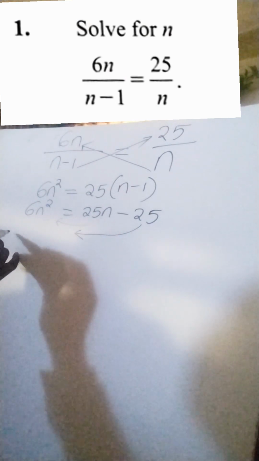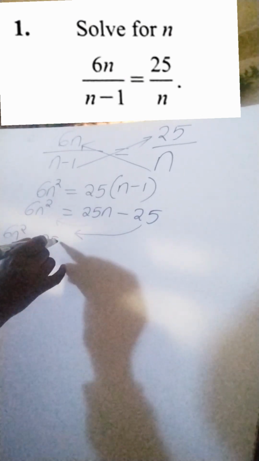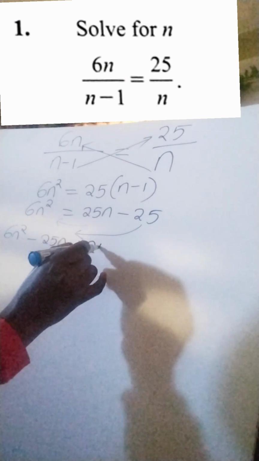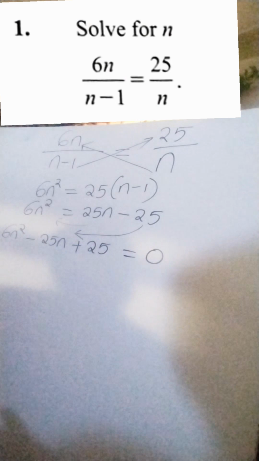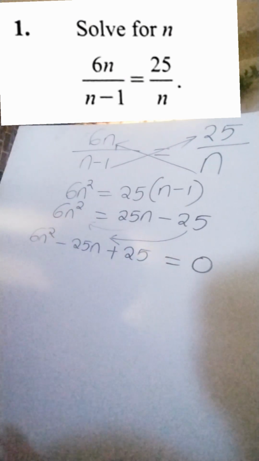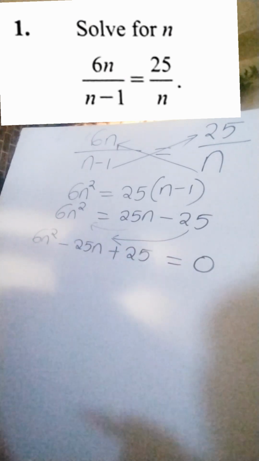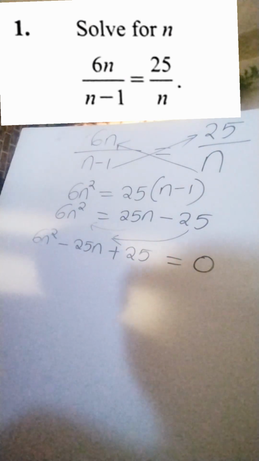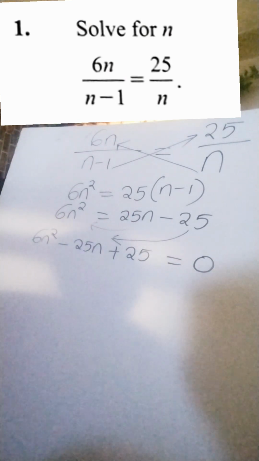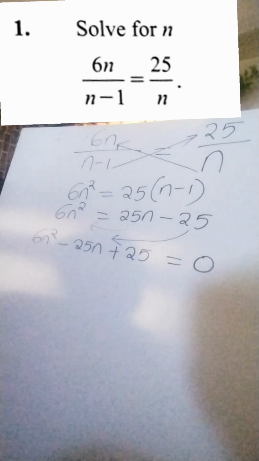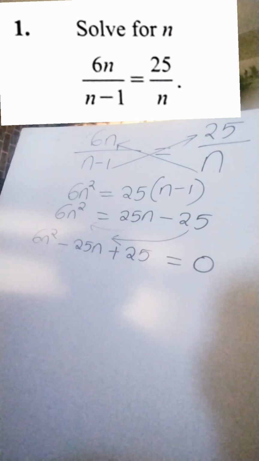Then bring the 25 to this side and the negative 25. We'll have 6n squared minus 25n plus 25 is equal to 0. When you bring the numbers to the other side, you change the signs. Then to solve them, there are three methods you can use: the completing square method, the quadratic formula, or the factorization method. In my case, I'll use the factorization method.